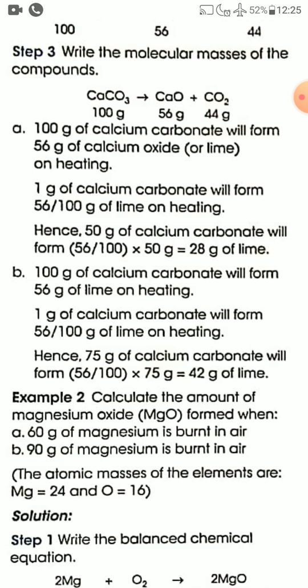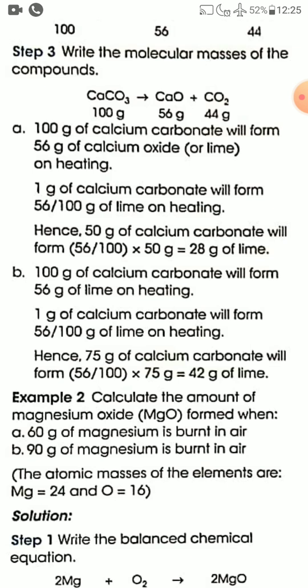Similarly, 50 gram of calcium carbonate will form 56 divided by 100 into 50. That means 28 gram of lime. So by using unitary method, you can solve this type of problems. And the first line you will get from the balanced chemical equation. In this case, the first line of the unitary method is 100 gram of calcium carbonate will form 56 gram of calcium oxide.